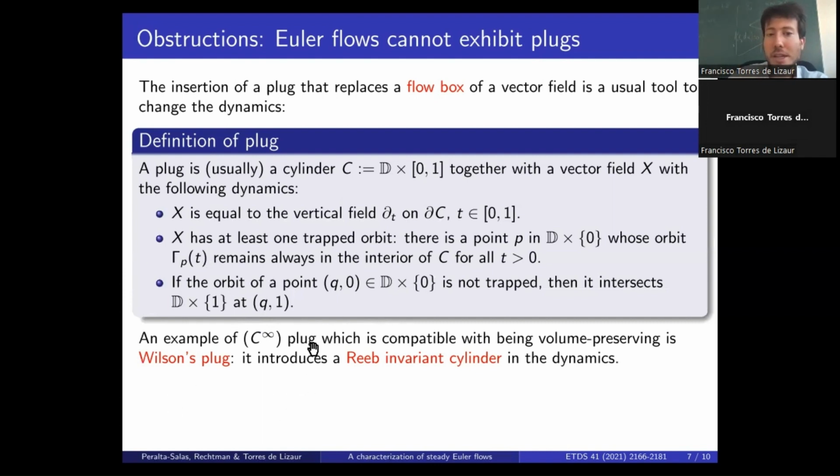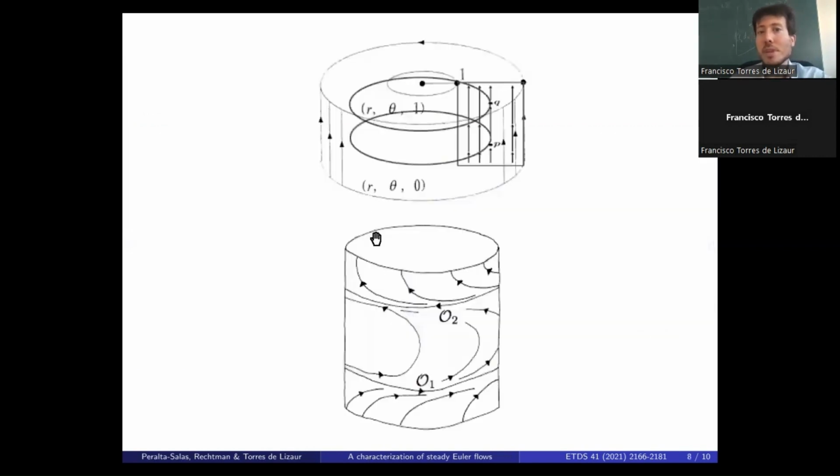So an example of an infinitely smooth plug, which is compatible with being volume preserving, so you can make the dynamics still preserve any volume inside it, is the Wilson plug, which introduces a ring invariant cylinder in the dynamics. So I'm going to show a picture. Here you see that the vector field is still the vertical field on the boundary of the cylinder. It's entering here, and most of the orbits exit here, some of them.